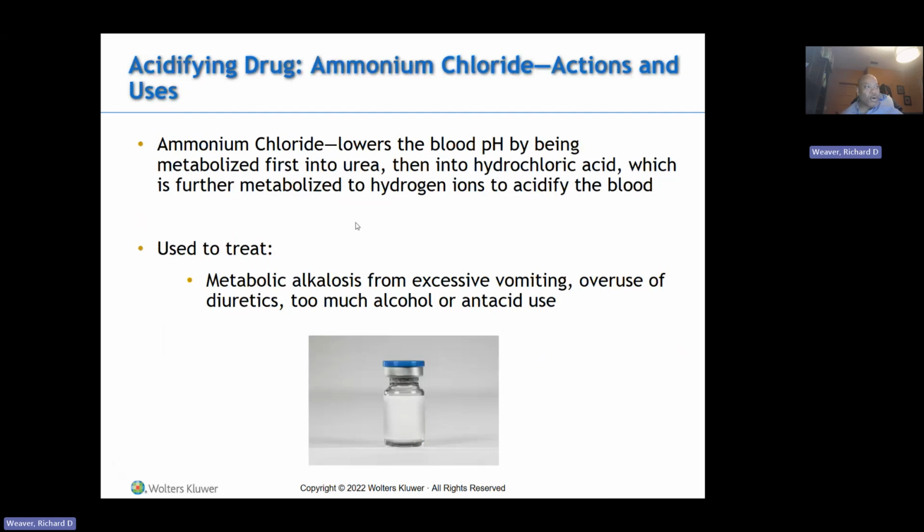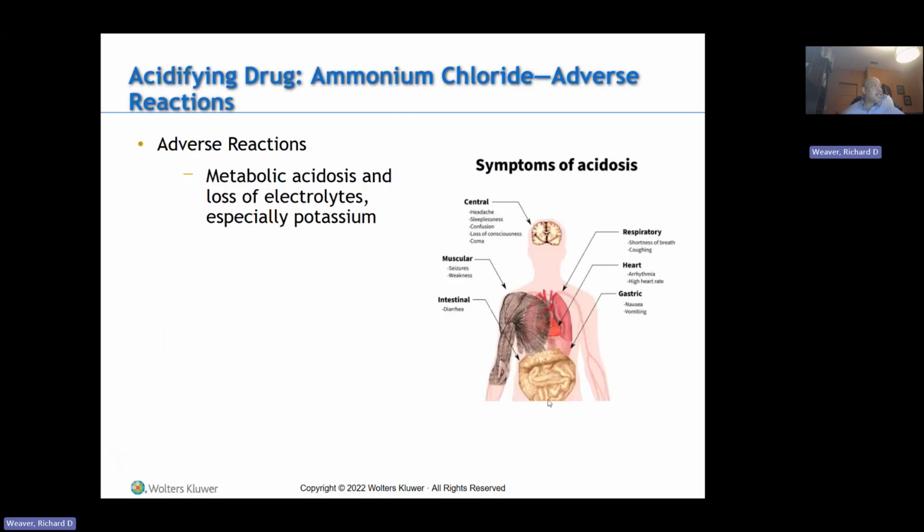And also too much alcohol or antacid use as well, which can cause alkalosis as well. Excuse me. Oh, I see light at the end of the tunnel, I think.